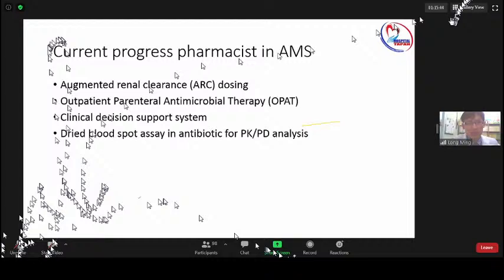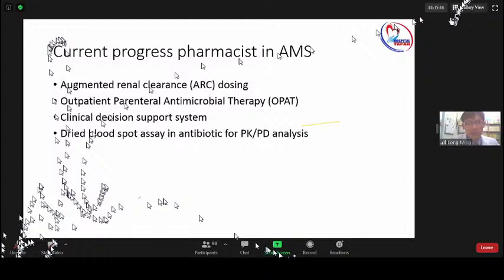The other one is dried blood spot analysis of antibiotics for PK/PD analysis. This one is quite new. I think Malaysia hasn't applied it yet. This is just an illustration of augmented renal clearance, where we need to include how we calculate the drugs and everything.